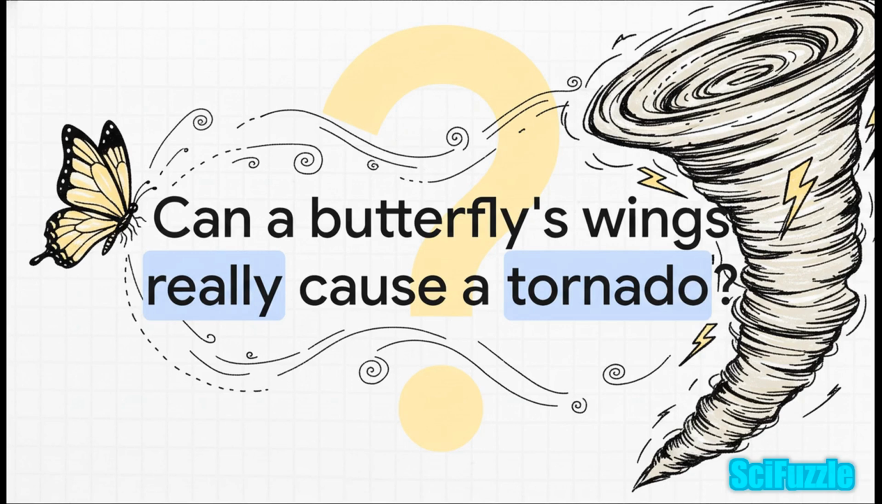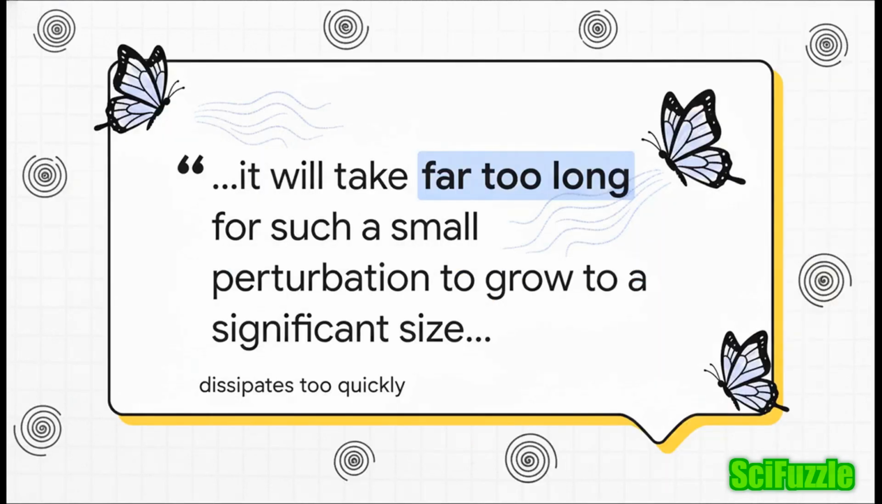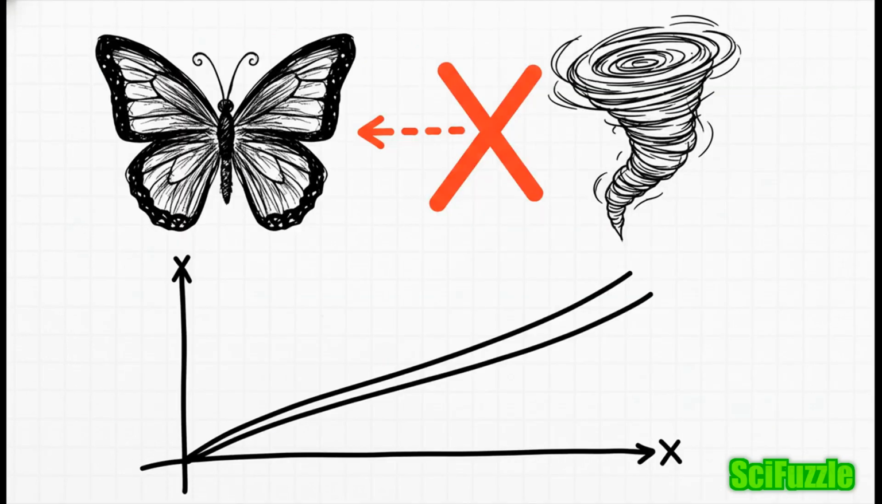Like, for real? Can the tiny puff of air from an actual butterfly's wings snowball into a destructive tornado thousands of miles away? Well, the short answer from pretty much every scientist is no. The actual physical puff of air from a butterfly is just way too small. It dissipates into the air almost instantly and just doesn't have the juice to ever grow to that kind of scale.